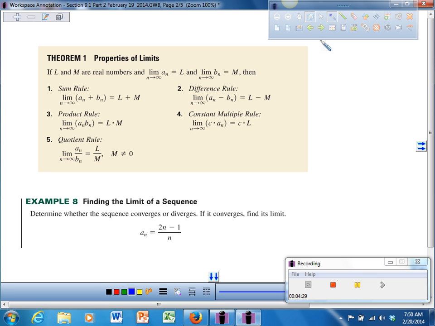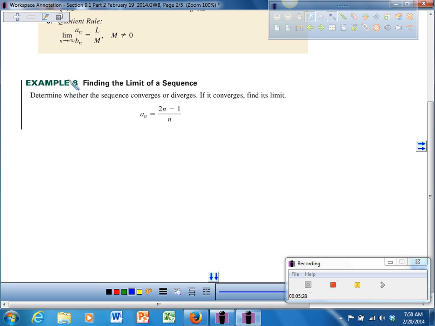Okay? And then quotient rule. Again, different from integrals and derivatives, we can simply say the limit of a over b is the limit of a over the limit of b. We can separate it that way. Okay, just a reminder of what we are allowed to do with our limits. So let's look at example 8. Determine whether the sequence converges or diverges. If it converges, find its limits. All right. Well, to find out if a sequence converges or diverges, we just take the limit as n goes to infinity of our sequence.